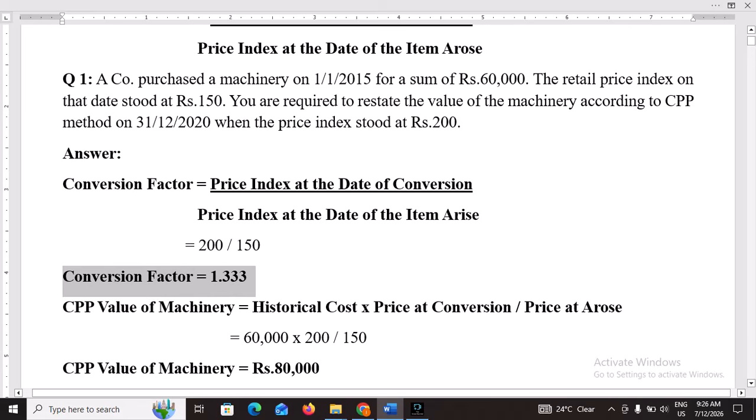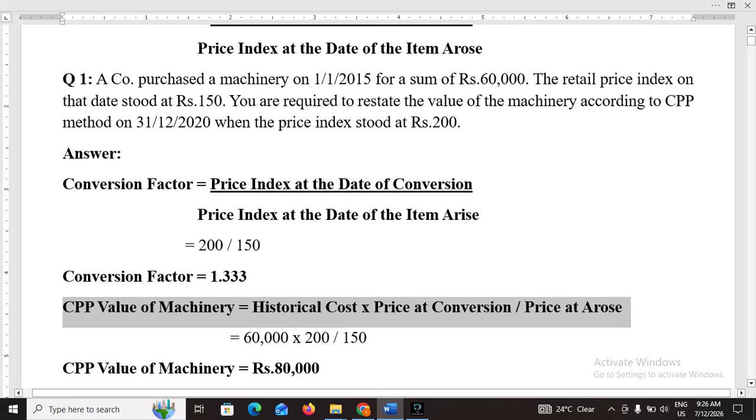Now the CPP method. CPP value of machinery is equal to historical cost into the price at conversion divided by the price at arose, that is, historical cost into conversion factor. Simple formula. CPP value of machinery means historical cost into conversion factor.